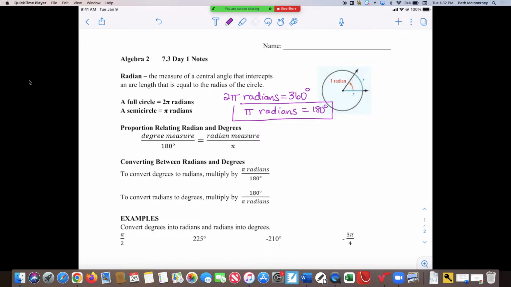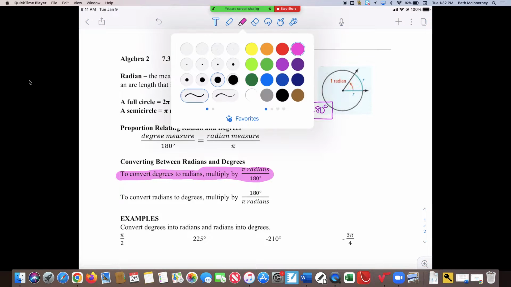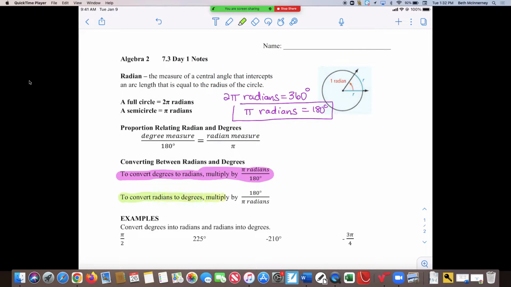So let's use our highlighters here. If I have degrees and I want to convert to radians, I'm going to multiply by pi radians over 180 degrees. The reason why is I want the degree units to cancel, and I want my answer to be in radians. Then, if I want to go from radians to degrees, I want the degrees in the top. So for me, it's not hard to remember. Whatever unit I want is in the top of the fraction.